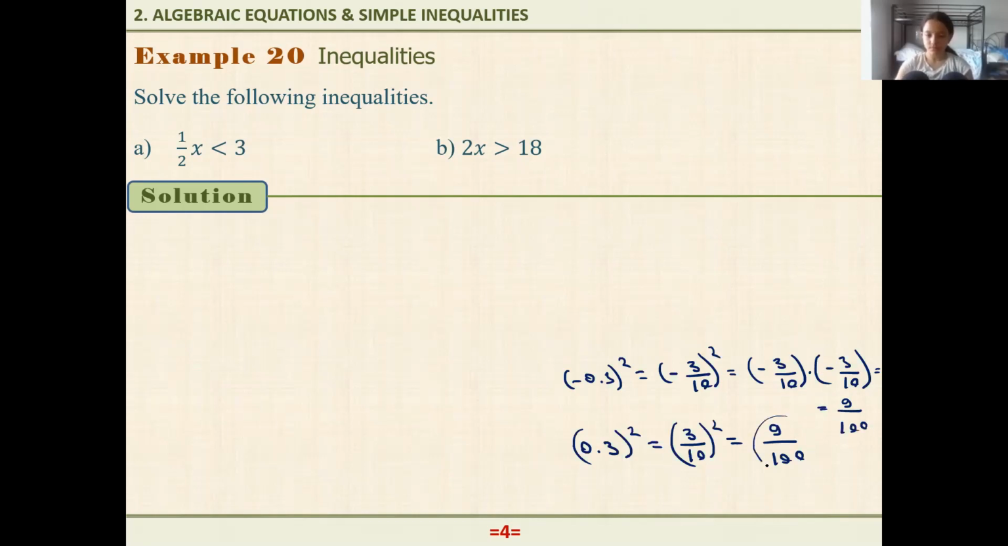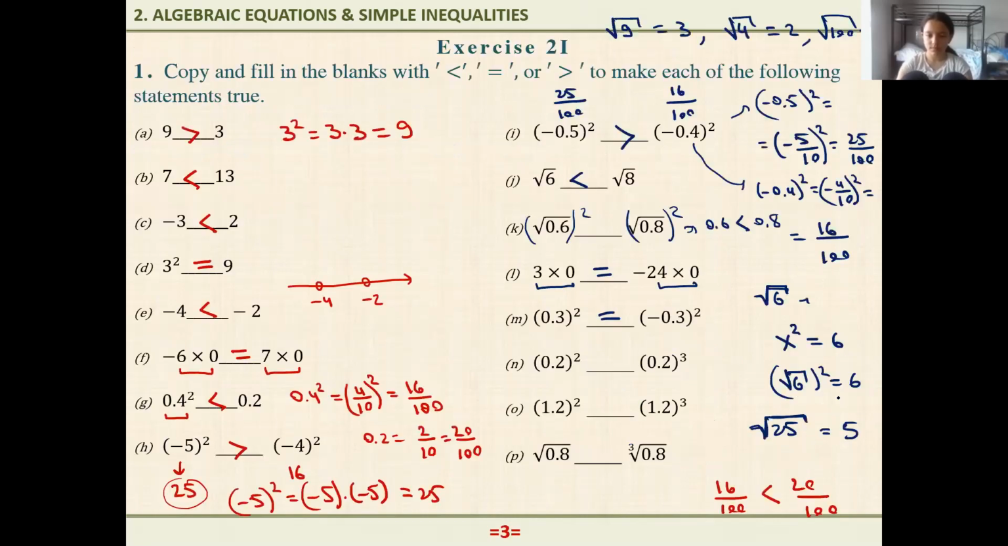Did we get the same result? Are they equal? Yes. So these things are equal, because of the square, this negative will be plus.